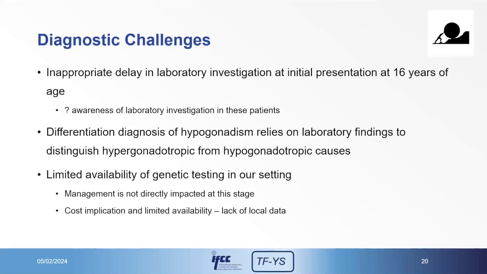Firstly, note the inappropriate delay in laboratory investigation in this patient at the initial presentation when he was 16 years of age. It's unclear whether there was a lack of awareness by the initial clinician, who seemed to be a private general practitioner, of the further laboratory investigations needed in patients who present with delayed puberty. Also, the differential diagnosis of hypogonadism really relies on laboratory findings to distinguish between the two types, which then gives us a differential of the different causes.